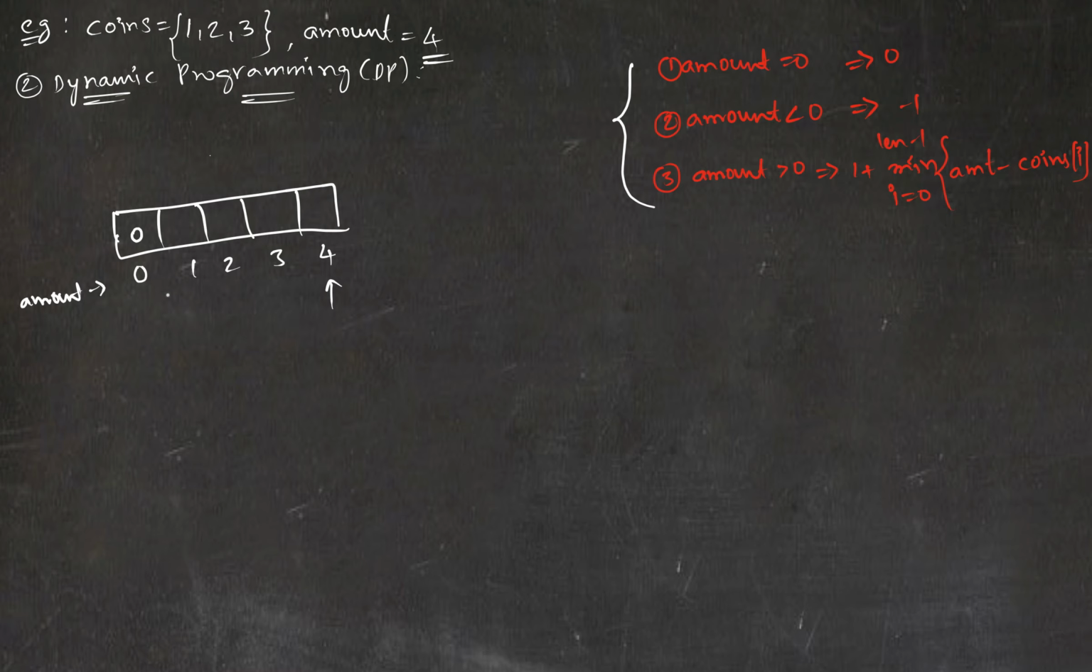Now let's start with amount 1. To find the answer for amount 1, since amount is not less than 0, it is greater than 0, so we need to make use of this formula.